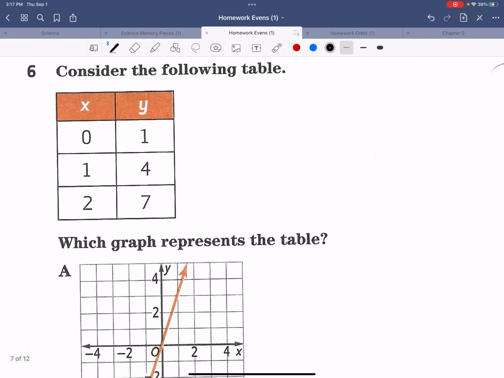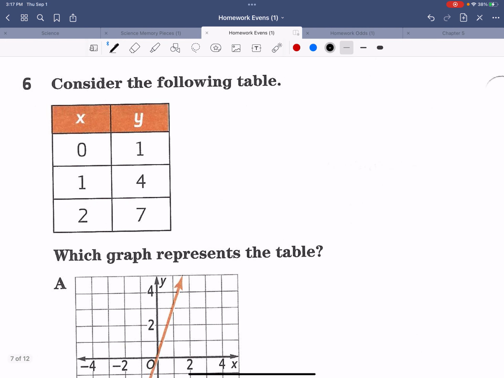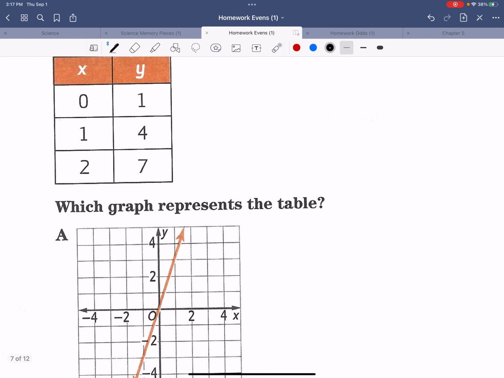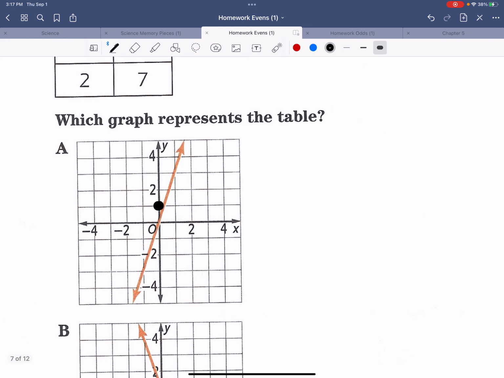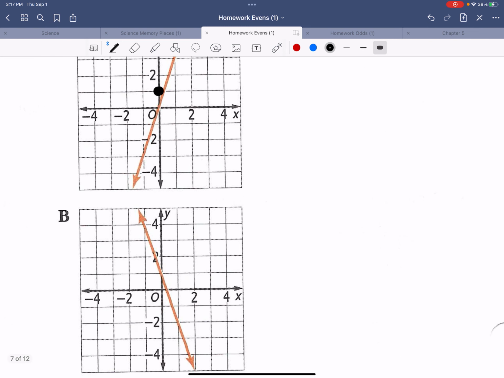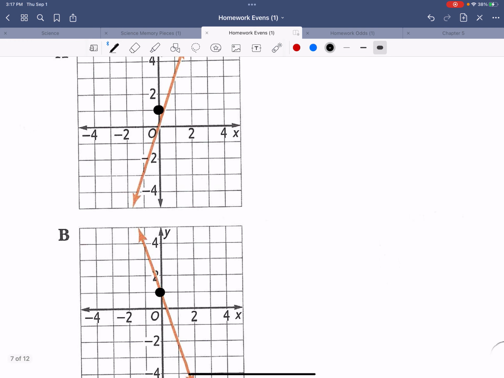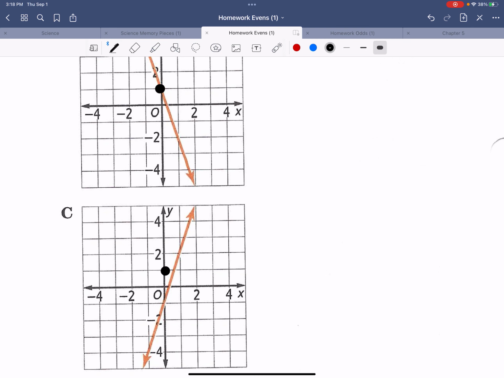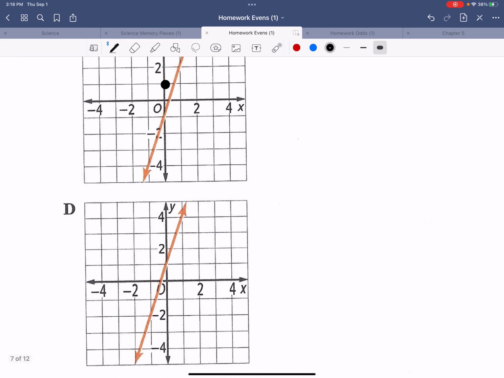Okay, consider the following table. Which graph represents the table? Well, let's plot the points and we can tell which graph it is. 0, 1. That's not it. 0, 1. That could be it. 1, 4, over 1 up 4. That's not it. 0, 1. That's not it. 0, 1. That could be it. Over 1 up 4.